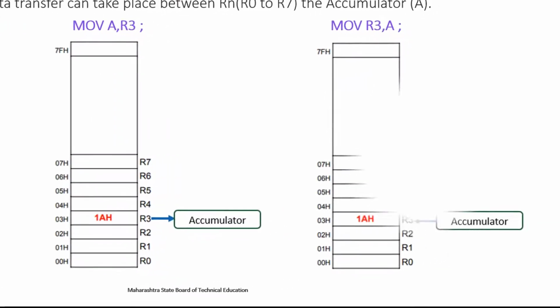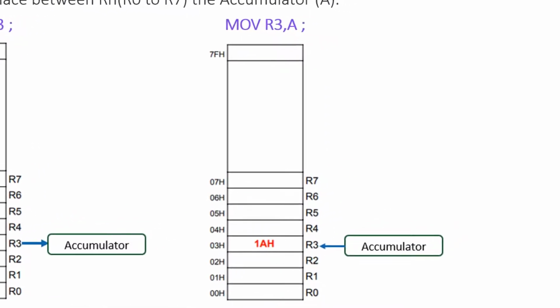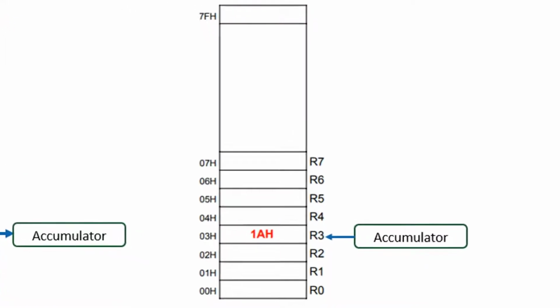Second example, MOV R3, A. Here, destination is register R3 and source is accumulator. After the execution of this instruction, the contents of accumulator are copied to register R3.